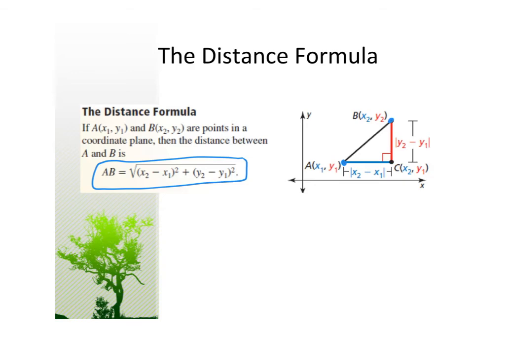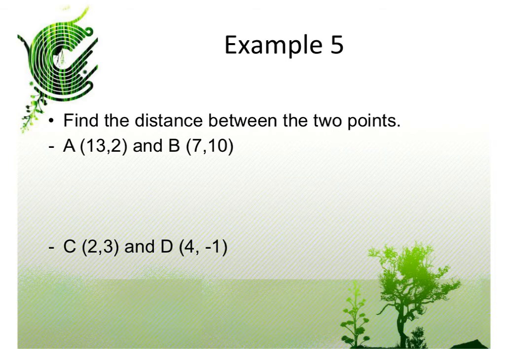All right, and we are going to do some examples with that. To remember, it is the square root. So it says find the distance between the 2 points. Okay, so we've got A and B, and then C and D. For the first one, first thing I want you guys to do is label x1, y1, x2, and y2. Okay, that way we do not get confused.